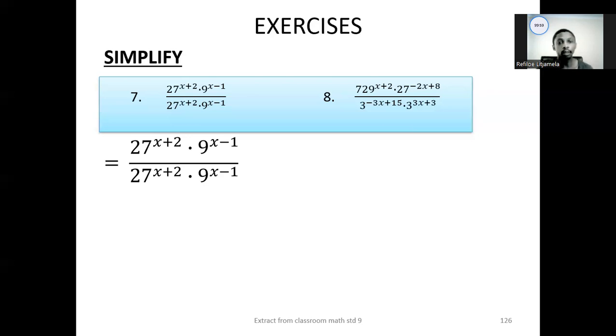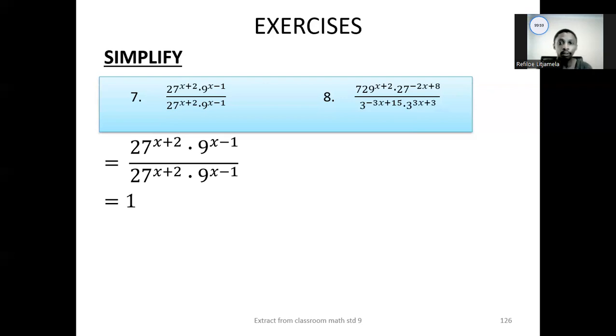Time is up. For the first one here, all you were supposed to have done is just cross them out. You realize that the bases are the same, the exponents are the same, so don't even stress yourself by prime factorizing. Just cross out 27 to the exponent of x plus 2 with 27 to the exponent of x plus 2. Cross out 9 to the exponent of x minus 1 with 9 to the exponent of x minus 1. And then you will get 1.